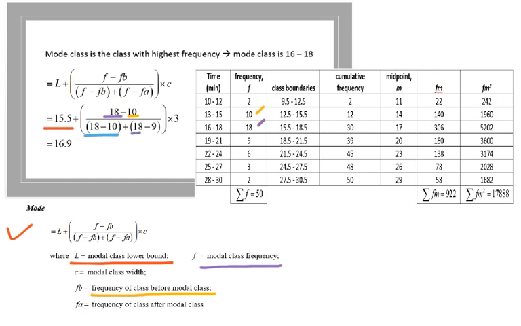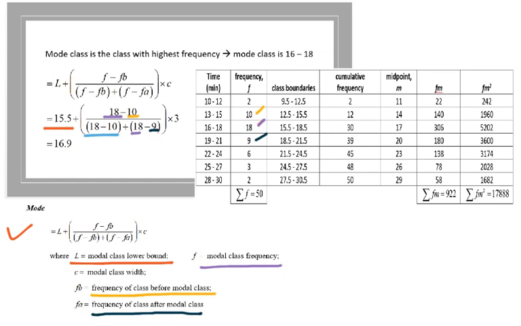And then you have FA. FA is the frequency of the class after the modal class. After the modal class is 19 to 21, so the frequency is 9, which is this one. So you substitute 9 into here.